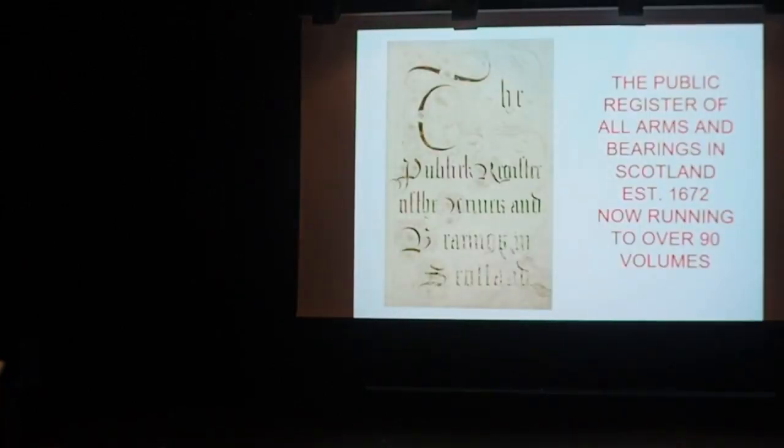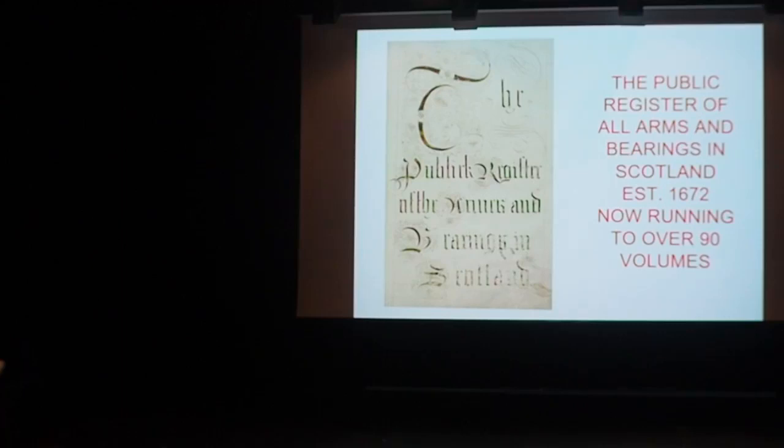1672. The Public Register of All Arms and Bearings in Scotland was established by Act of Parliament. It is an Act of Parliament that is still in operation today. It's not a very long act. The major sections of it are very simple, hence the fact that it still works in the 21st century as well as it did in the 17th century. It is now 350 years old.